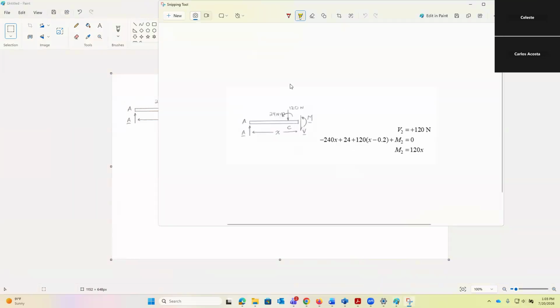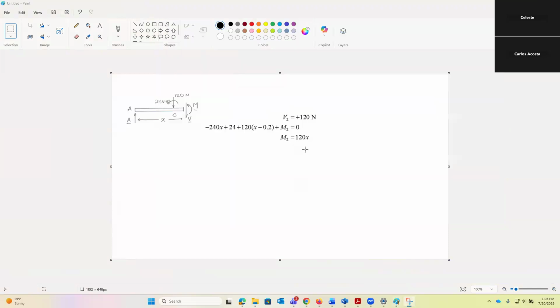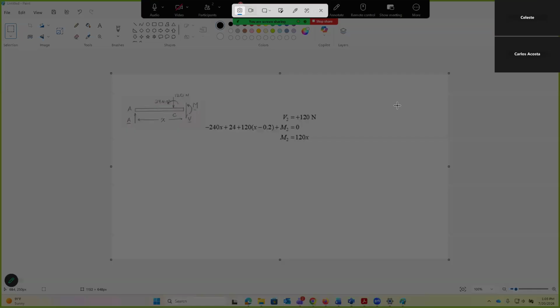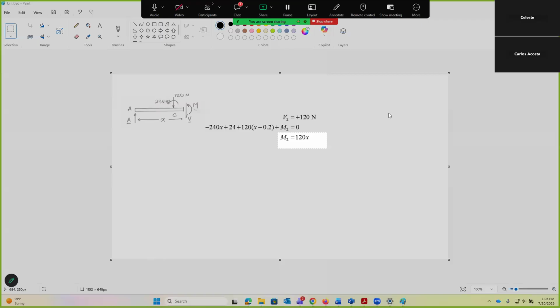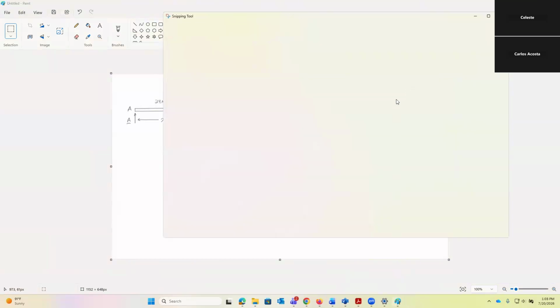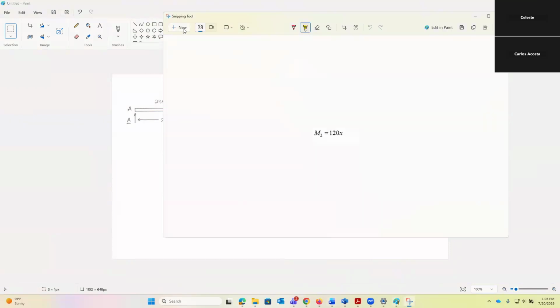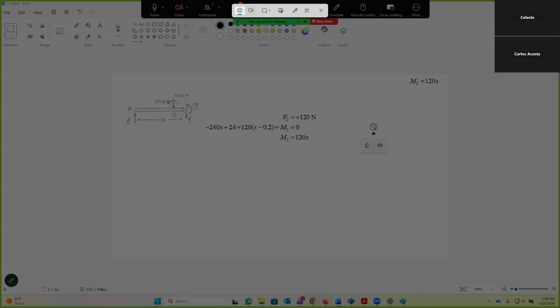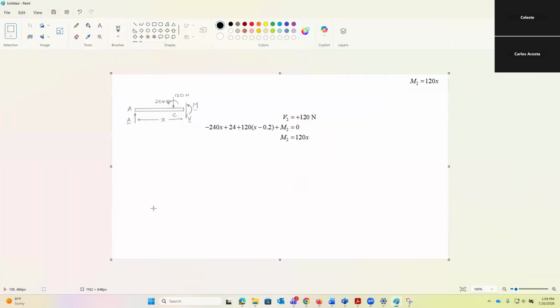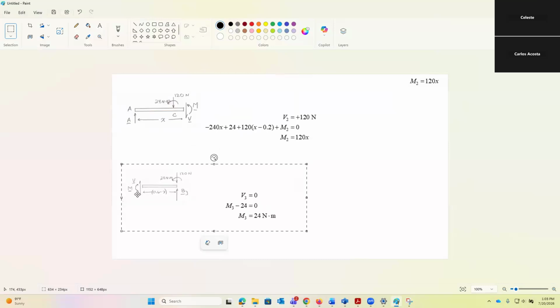Let's save this part right here. All right, that's moment 2. And then for the last moment, we're going to do this part right here. All right, there you go.